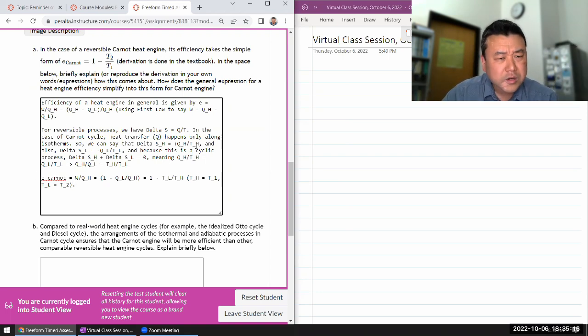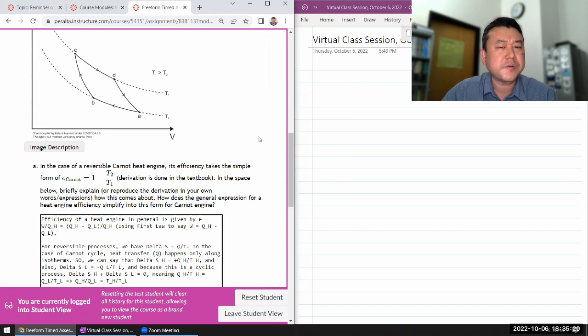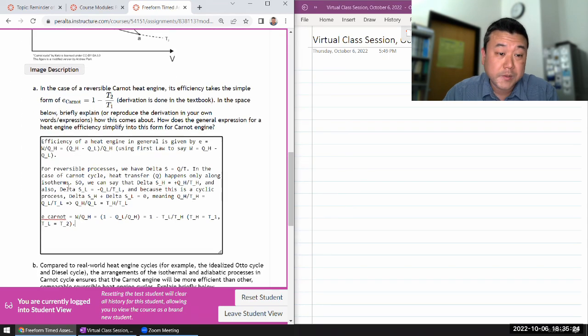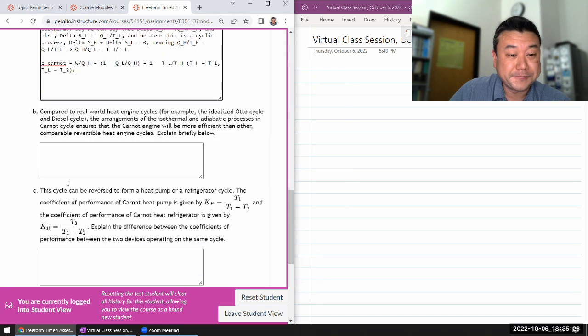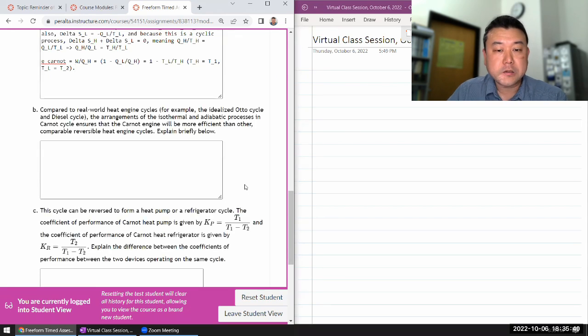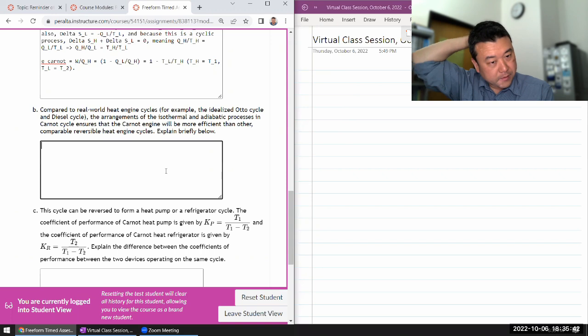Question like this one, there wouldn't be additional work because you are explaining things in words. So what you submit here will be work and answer. Compared to real world heat engine cycles, for example, the diesel cycle, isotherms ensure that the Carnot engine will be more efficient than the other. I'll briefly explain below. So I'm just going to type everything in here.